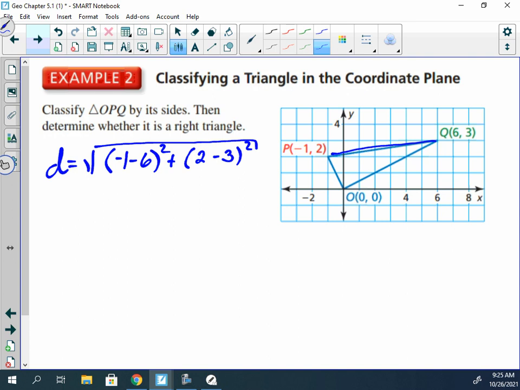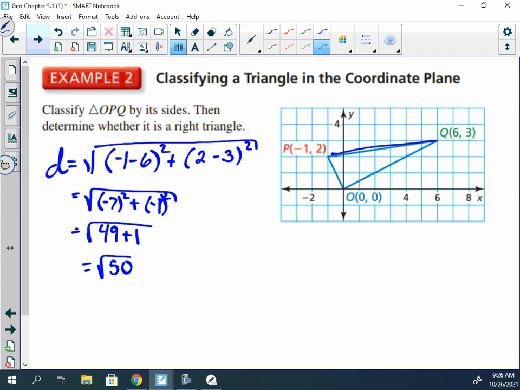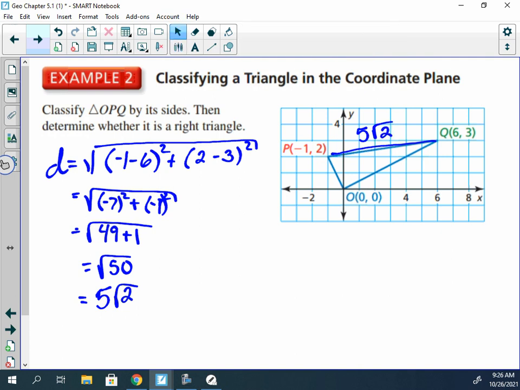Now, if we did this by hand, -1 minus 6 would just be -7 squared. 2 minus 3 is -1 squared. Which would be 49 plus 1, which is the square root of 50, or 5 square root of 2, is the distance from P to Q. Any questions on how we found the first distance?